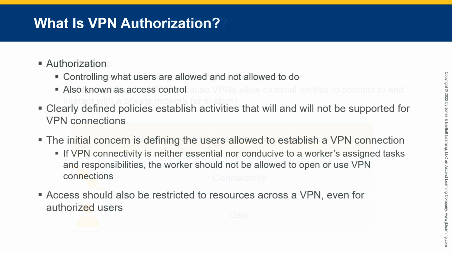So these are two things that we need to keep in mind where that VPN connection is established. Now, what is VPN authorization? Authorization is controlling what the users are allowed to do, or rather, what they are not allowed to do. It's also known as access control. These are clearly defined by policies that establish activities that will and will not be supported for VPN connections.